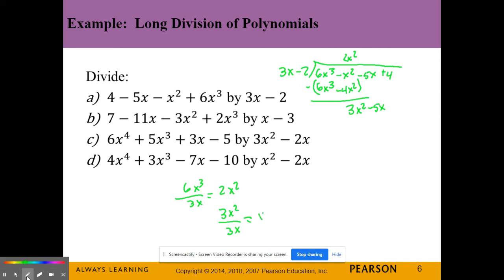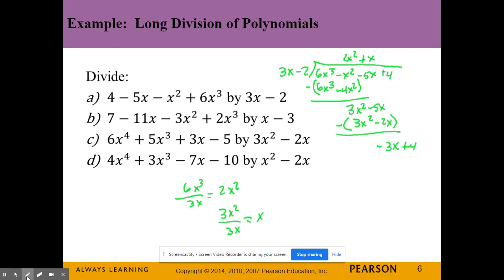3's cancel, and you're left with just x. So then plus x. X times 3x is 3x squared. X times negative 2 is negative 2x. Now when you subtract, 3x squareds cancel out. Negative 5x minus a negative 2x is like negative 5x plus 2x. So negative 3x. Bring down the 4.